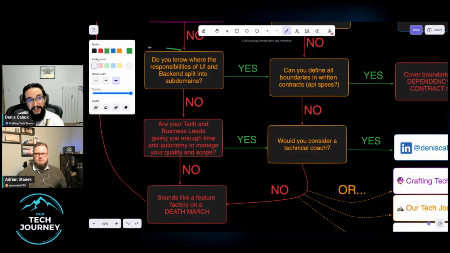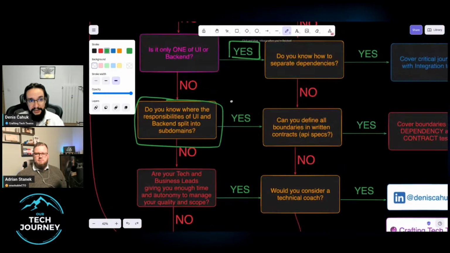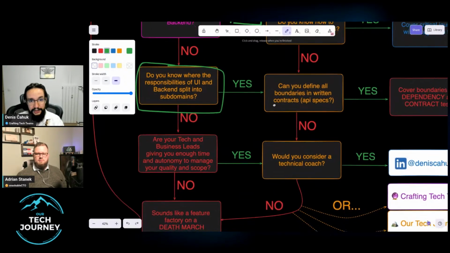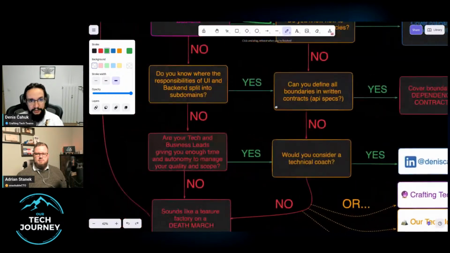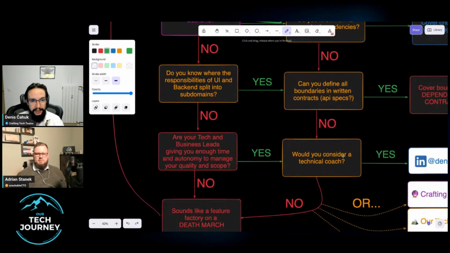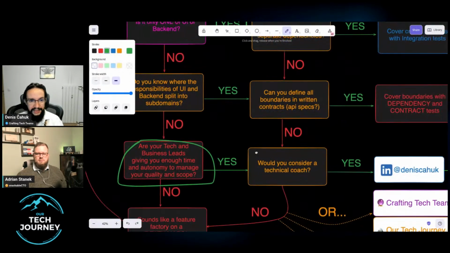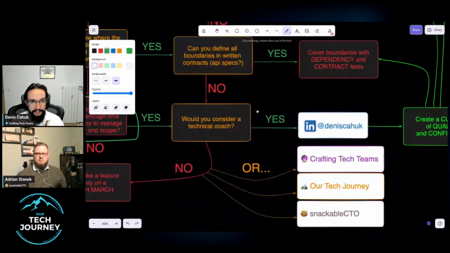Then if you don't know how to split responsibilities, and this is a large project that you don't know how it works, and you don't know how to define the boundaries, now you really need to consider outside help, right? So if your tech and business leads are giving you enough time and autonomy to manage this problem, that's the best time to get a technical coach on, right?